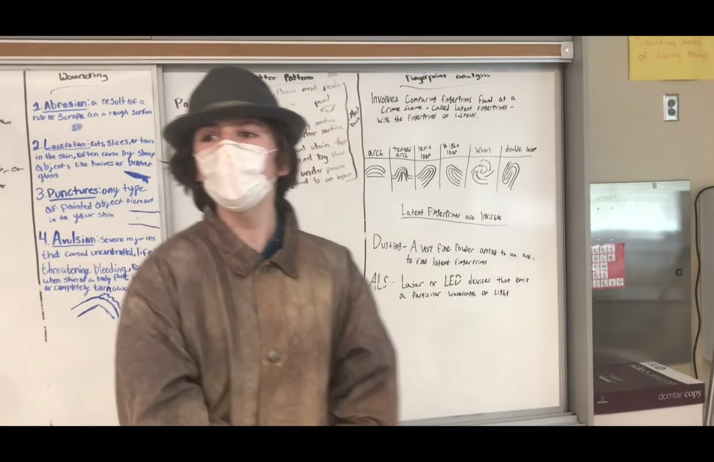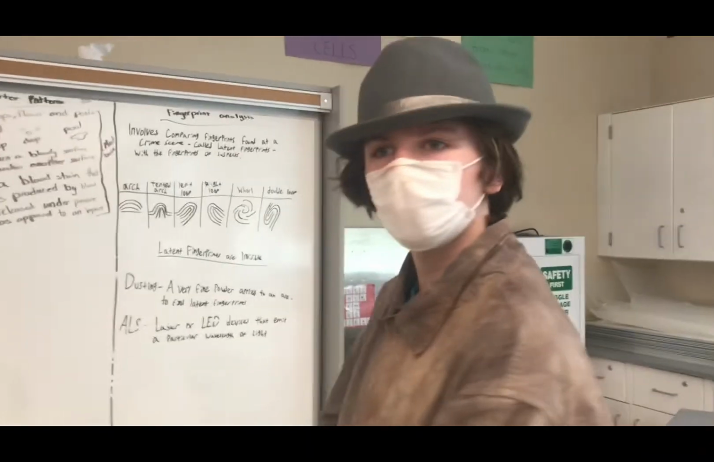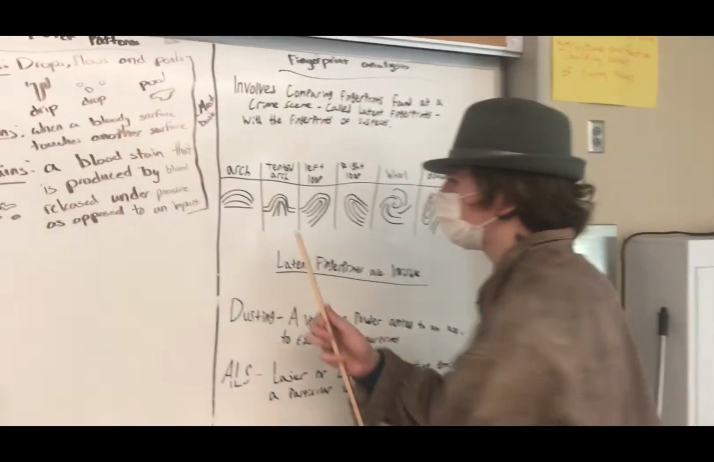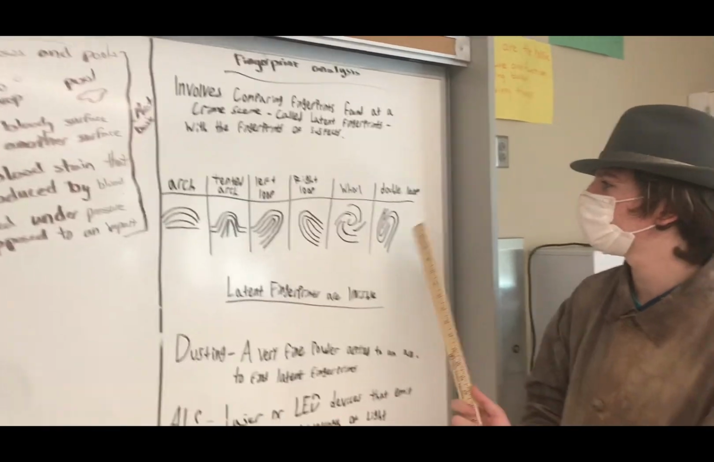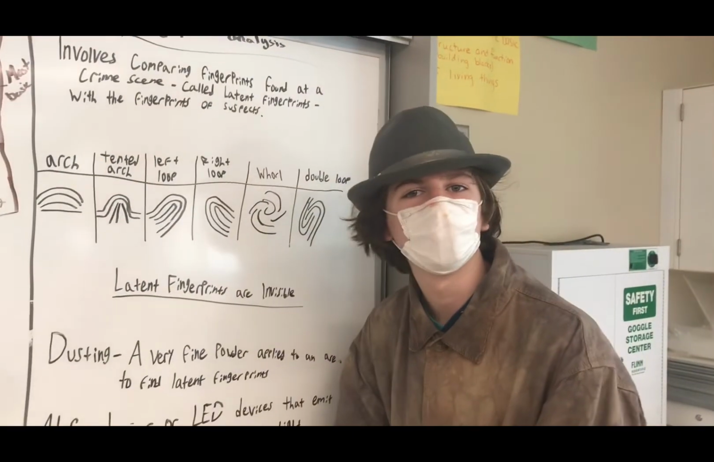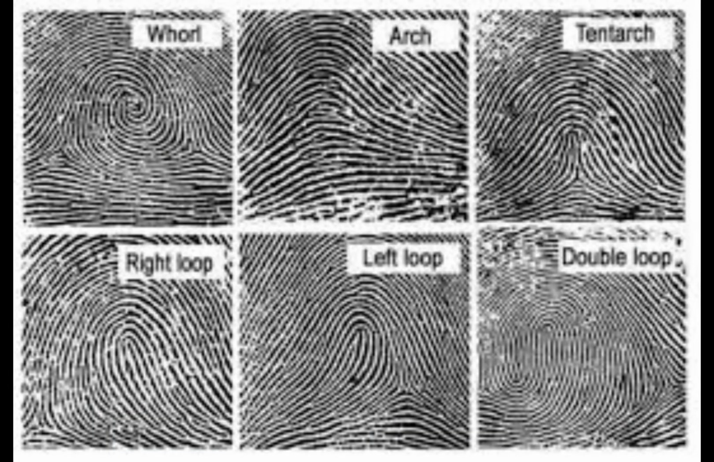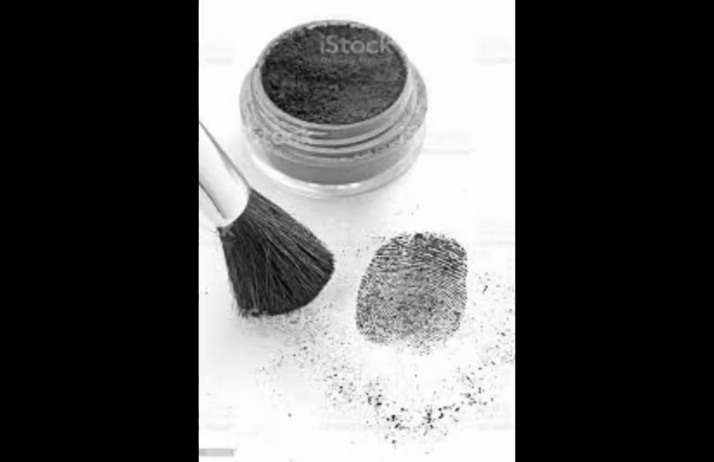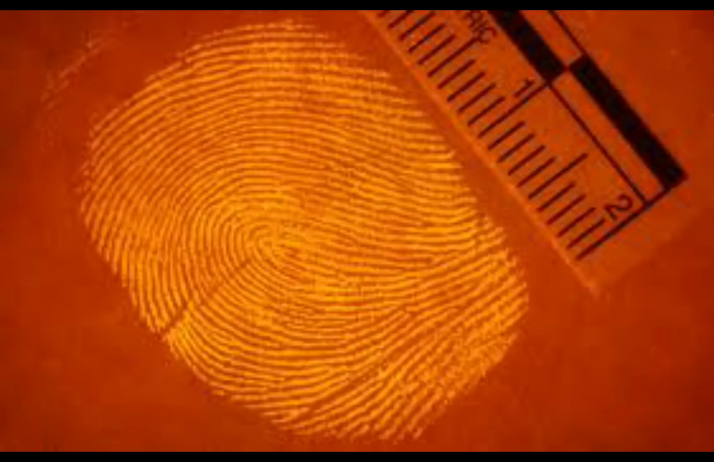Now next is fingerprint analysis. And fingerprint analysis is really important because it's really fun to know all the types of fingerprint thingies there are. It also helps identify the suspects that have been in the crime scene. Fingerprints can be categorized in 6 types. Methods to find fingerprints are dusting or ALS. It can help find out who did the crime and provide valuable evidence for court cases.